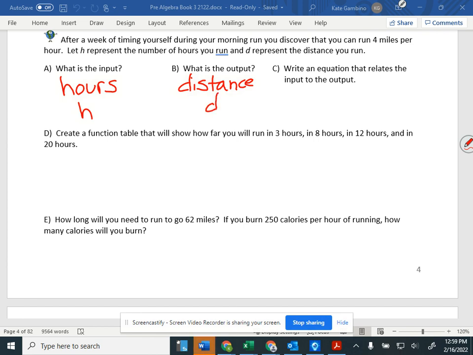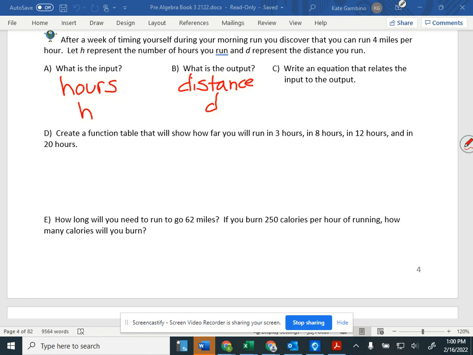So now write an equation that relates the input to the output using the H and the D. What might our equation be? If we know how many hours we're running and we want to find out how far we can go, what would that equation look like? What do you think, Paul? Well, since you run 4 miles per hour, maybe you could do the distance, like how much hours you do in 4 hours maybe? So how would that look algebraically?